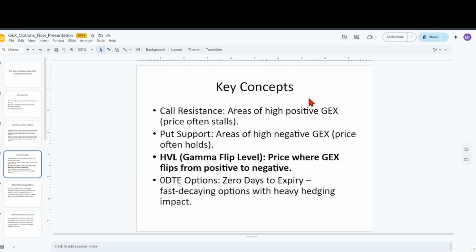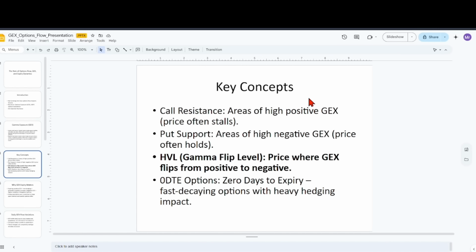But generally speaking, when you're just above the HVL line, it means any upside move is going to be controlled. Whereas if we do flip below the HVL line and there is some more negative GEX, if you do take out options levels, the volatility to the downside is going to be far greater.